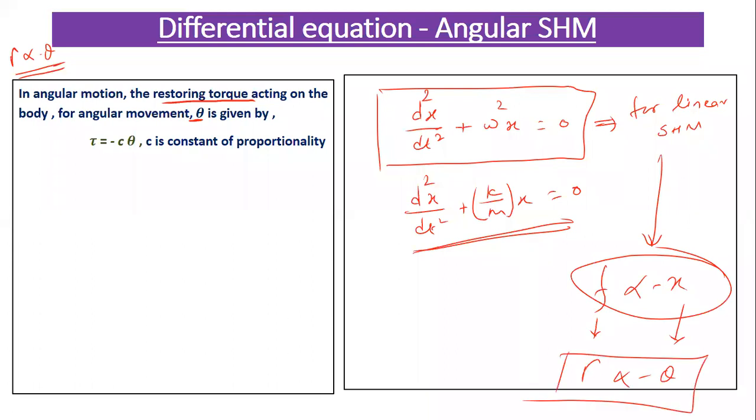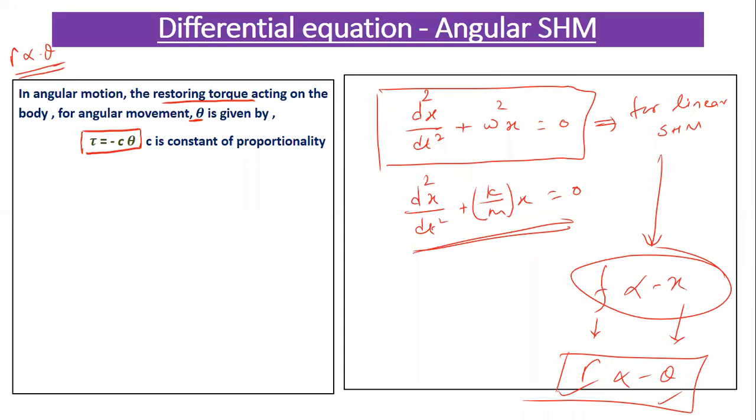So torque proportional to minus theta. And when we put the equal sign, we have to write a constant, and C is the constant of proportionality. The minus sign indicates that this torque and theta are oppositely directed.